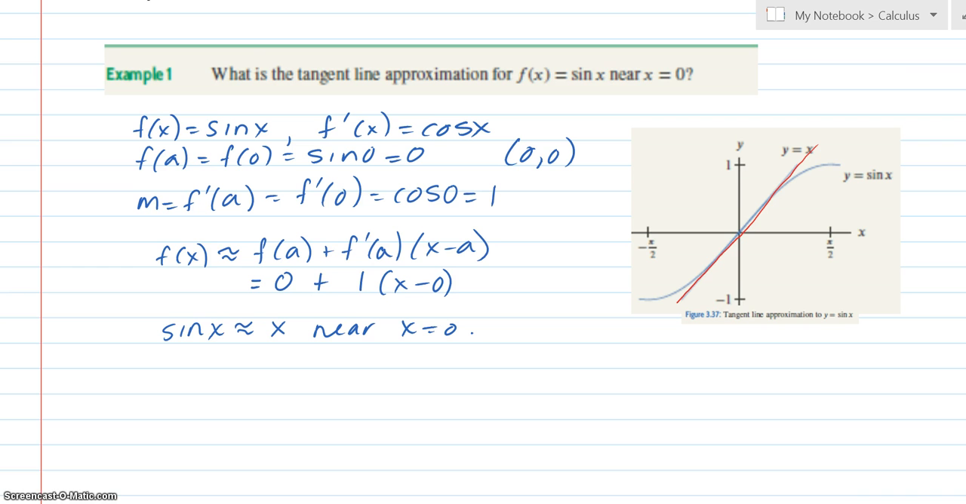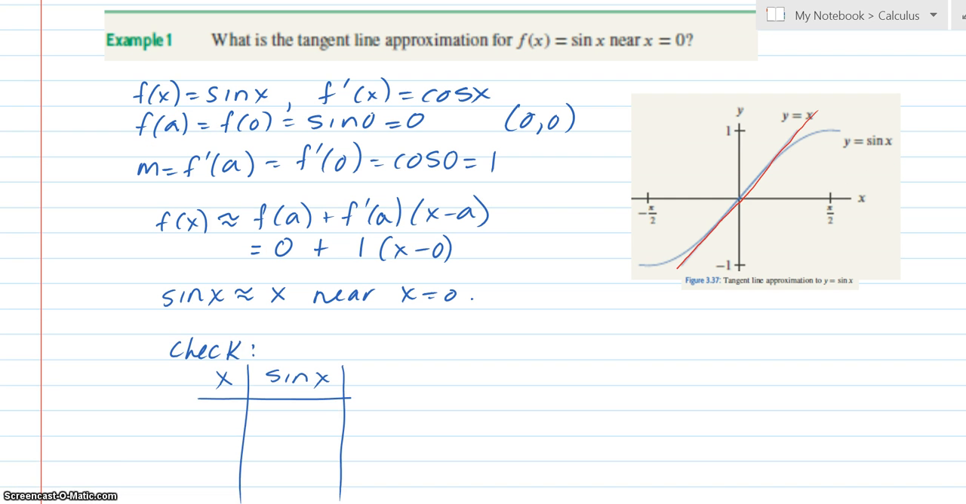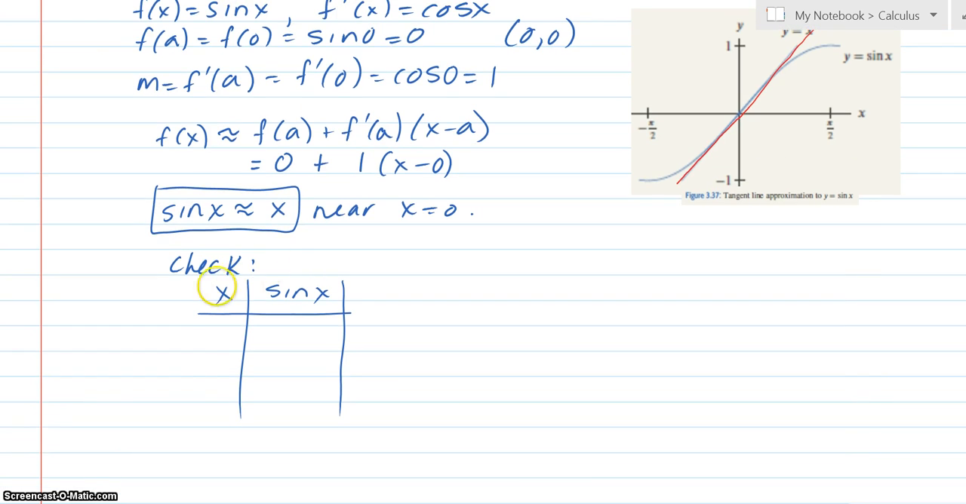If you want to test it, let's check values close to 0. So here is the answer, and I'm going to check values like maybe 0.1, maybe 0.5.